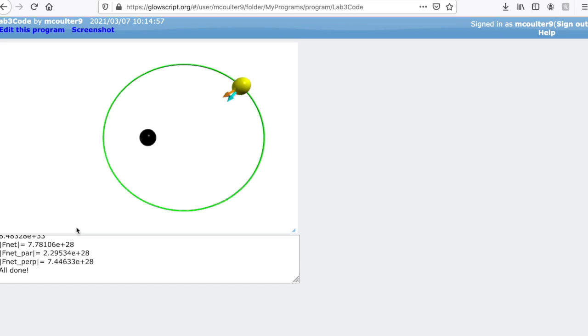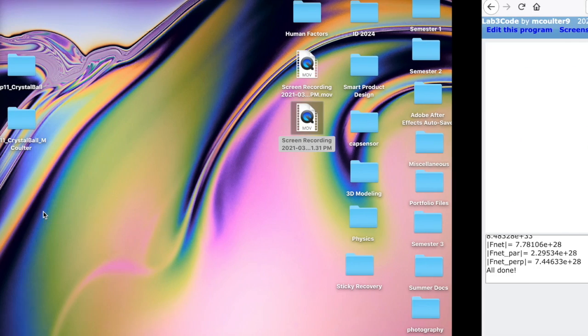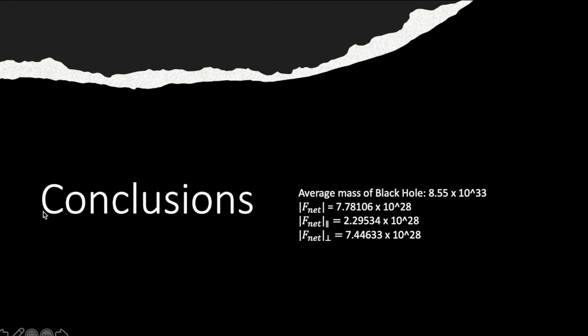The arrows appear to get smaller as the star moves further away from the black hole. And this makes sense because of Newton's law of gravitation. The average mass of the black hole that I gathered from the GlowScript data came out to be 8.55 times 10 to the 33 kilograms.